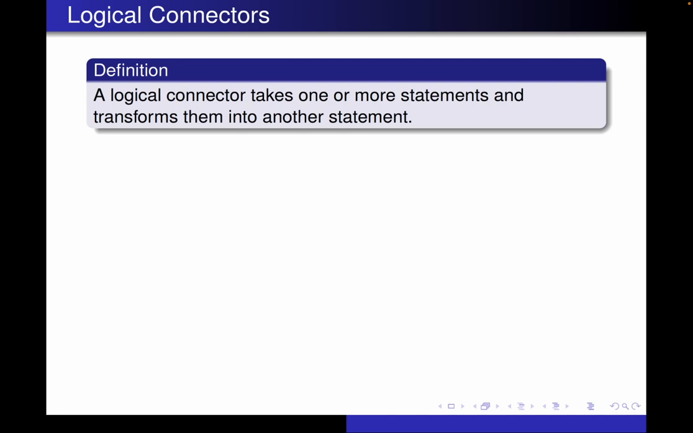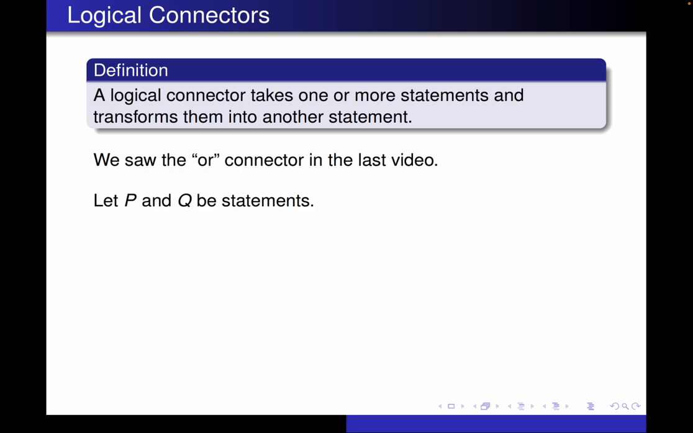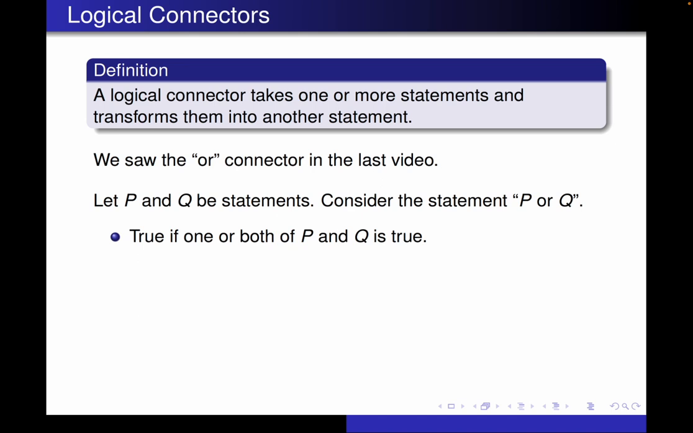All right, so a logical connector just takes one or more mathematical statements and then transforms them into some other mathematical statement. So we've already seen one of those, the OR connector from the last video. The way this works is if you have two statements P and Q, you can connect them using the statement P or Q. This new statement is going to be true if either one or both of P and Q is true, and it's going to be false if both P and Q are false.